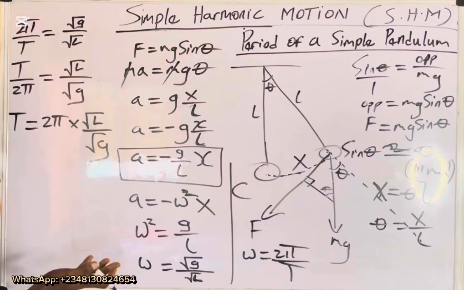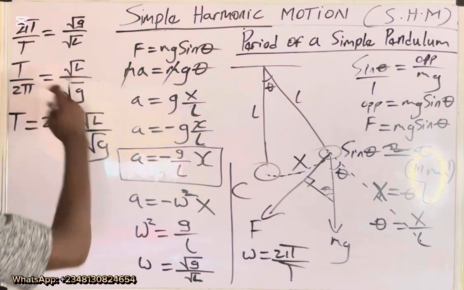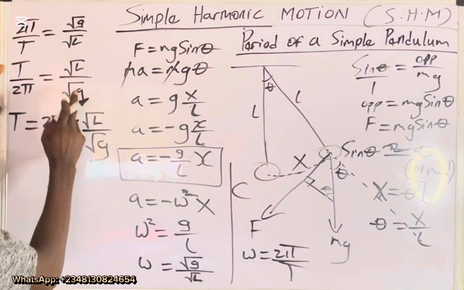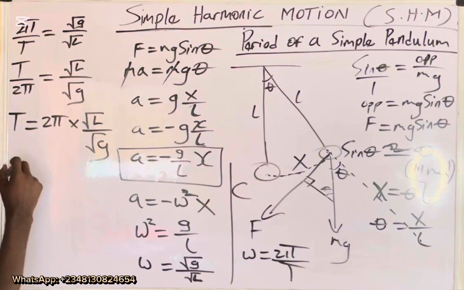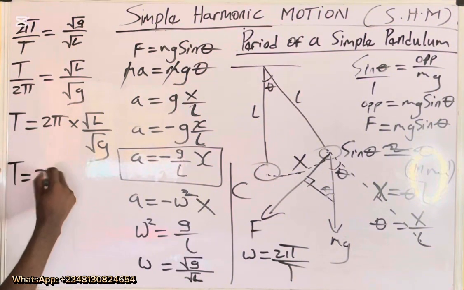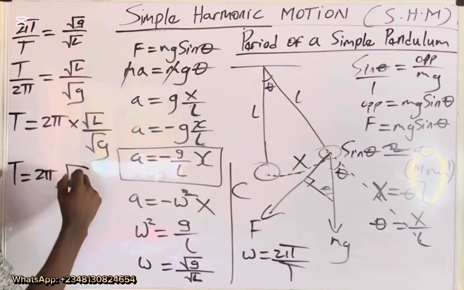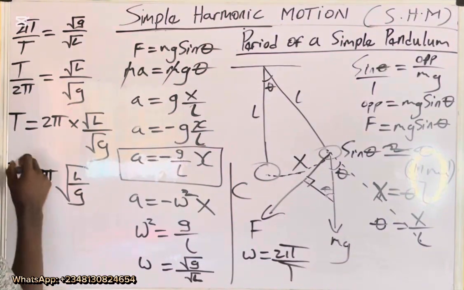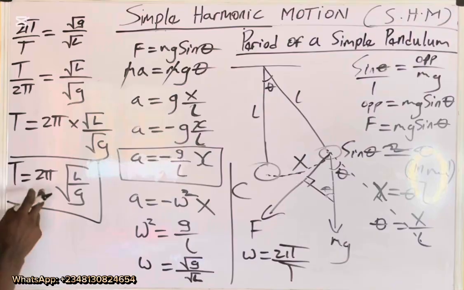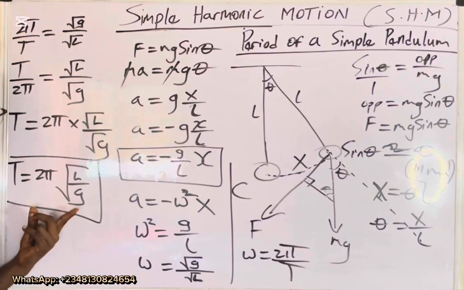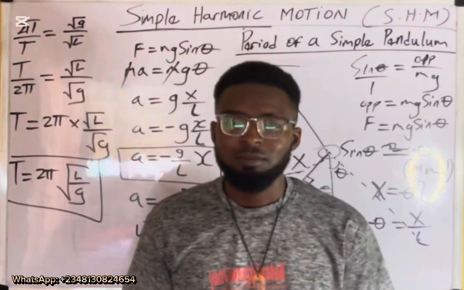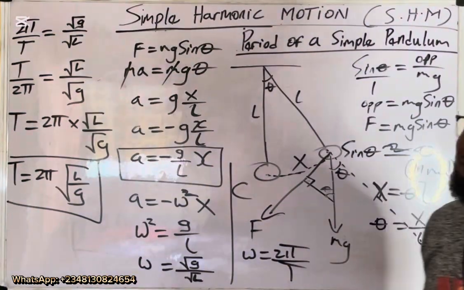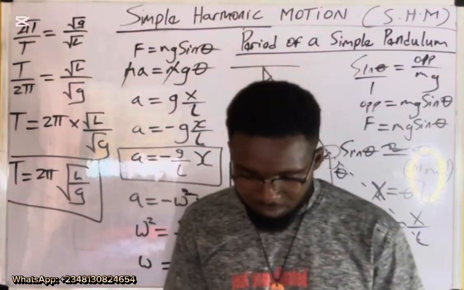You can see how beautiful it is. It's just the same thing as when you cross multiply, divide both sides by the coefficient. So therefore, we can say that period is equal to 2 pi square root of length over g. This is the period of a simple pendulum. Please, I hope you got this. You can take your time and put it down.